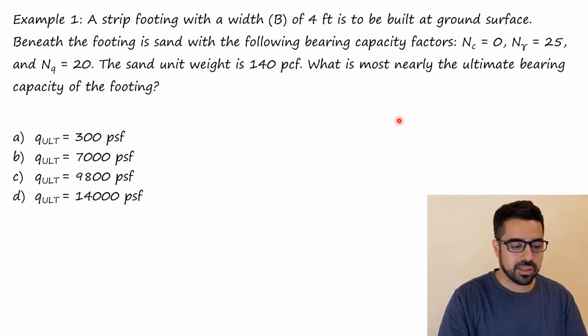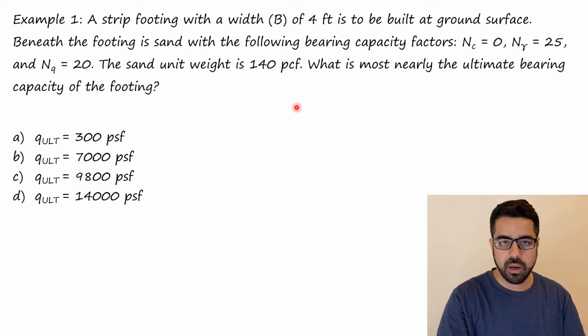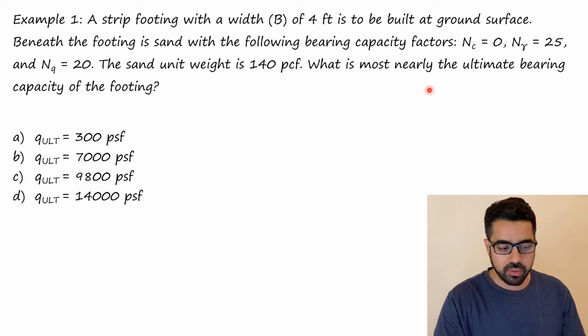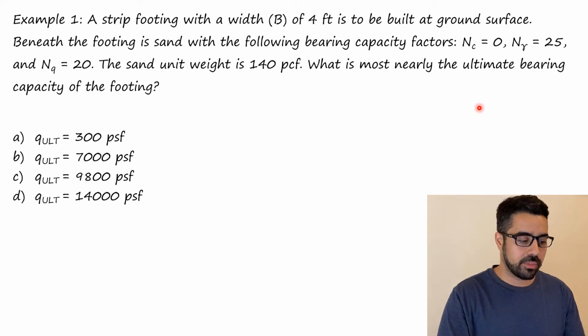The bearing capacity factors NC, N gamma, and NQ are given to you. The unit weight for the sand soil is given 140 PCF, pound per cubic feet. Please pay attention to the units. And they are looking for the ultimate bearing capacity.